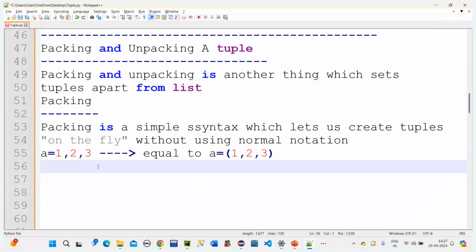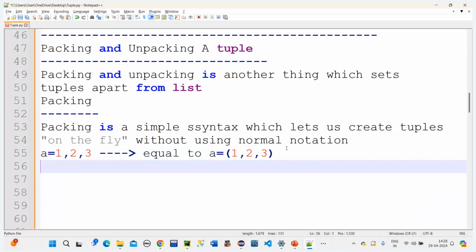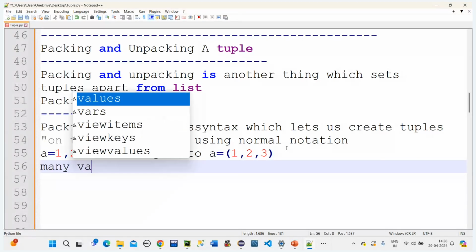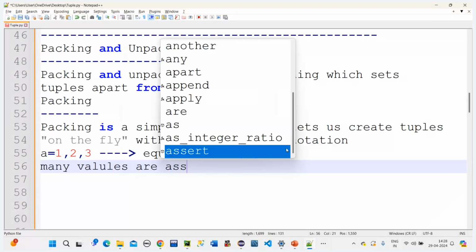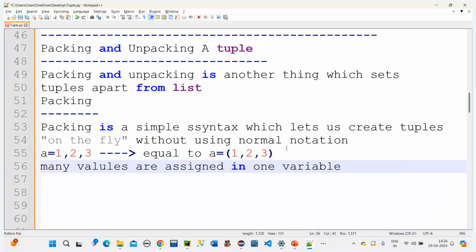Understood? Now what is happening in this? In what I have written, I have given 1, 2, 3. There are many values. What is happening here? Many values are assigned in one variable. This is called what? Packing. Assigned in one variable.